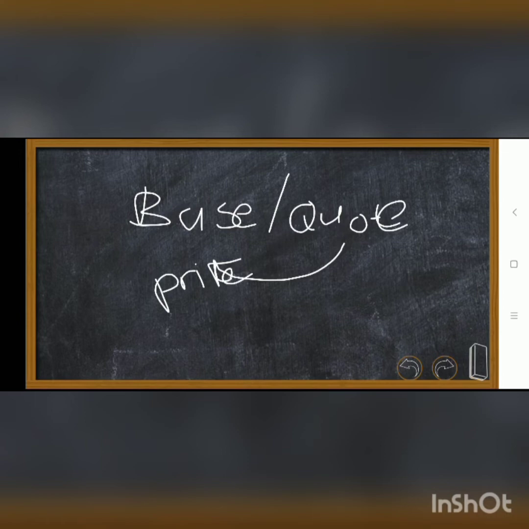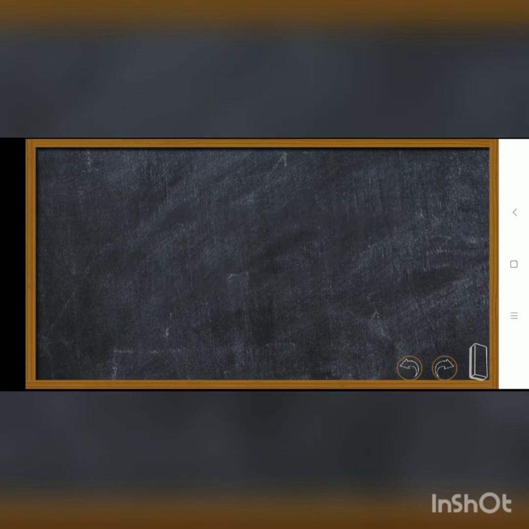A quote is the price for a base, just like a quotation. When you ask for the price of clothes, a car, or property, they give you a quote. They tell you, okay, this house is for sale at this price. So let's say you're going to buy a house. They will give you a price.